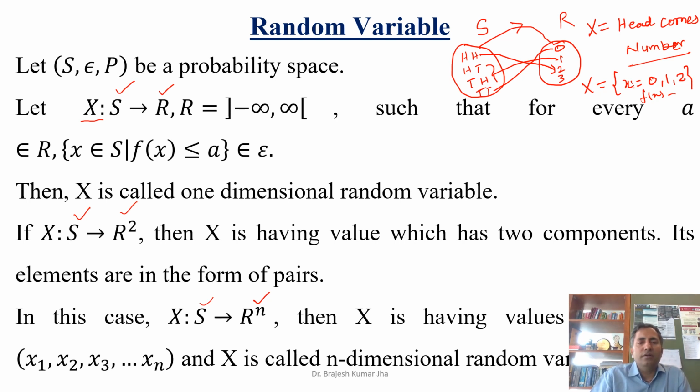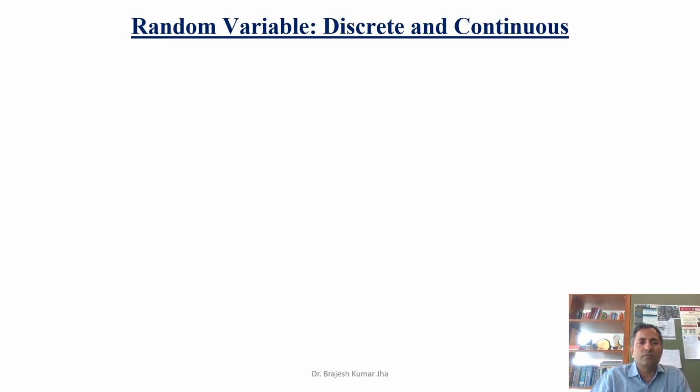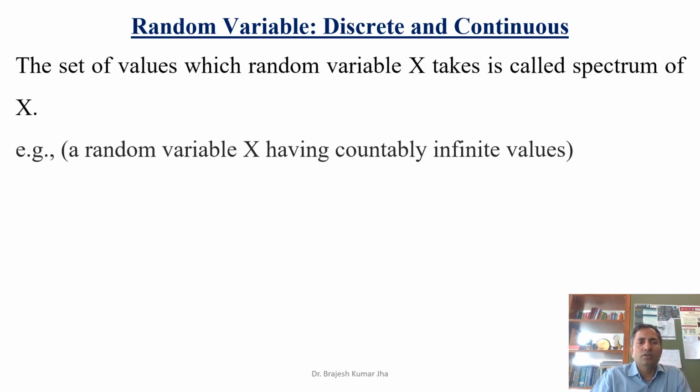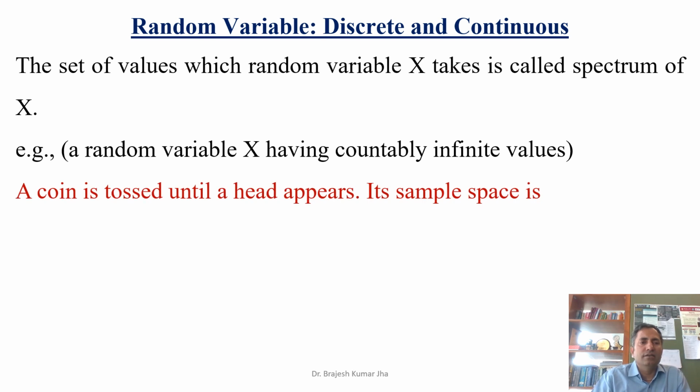Now, what we can understand here is that the set of values which random variable x takes is called the spectrum of x. For example, a random variable x may have countably infinite values. We cannot always correlate it with the tossing of a coin. It may be anything, right?